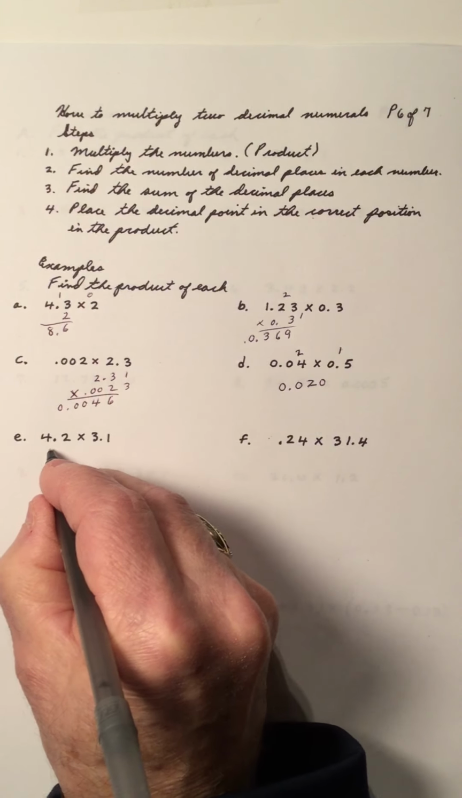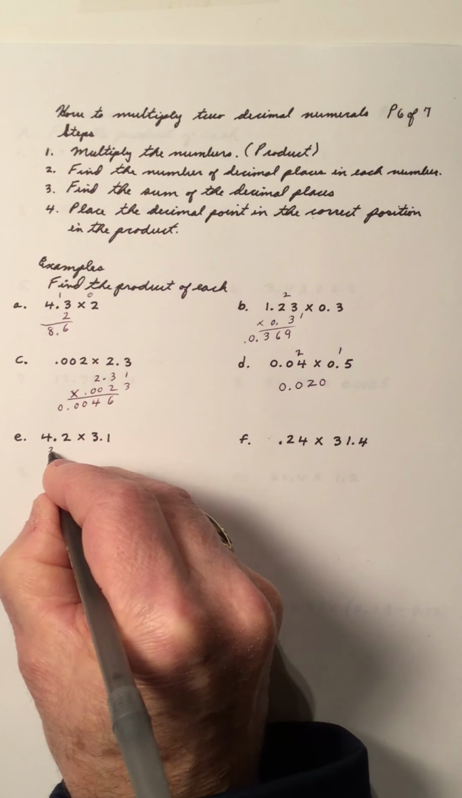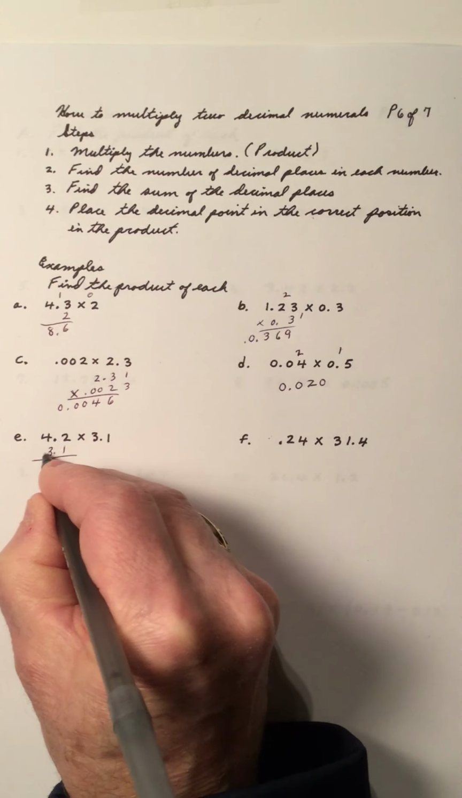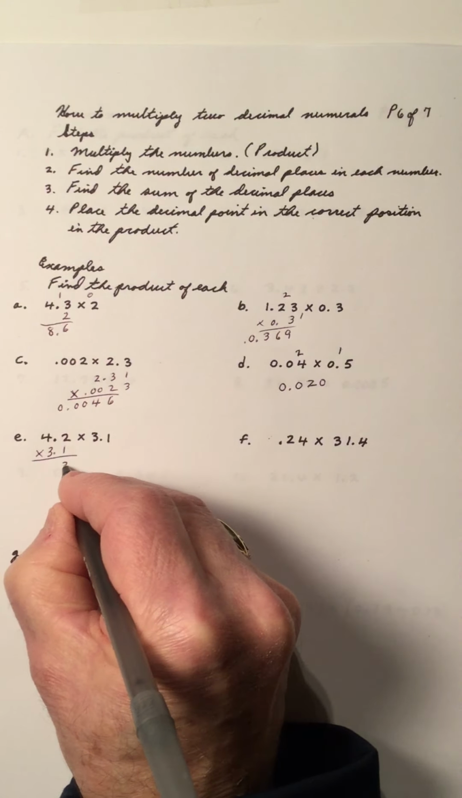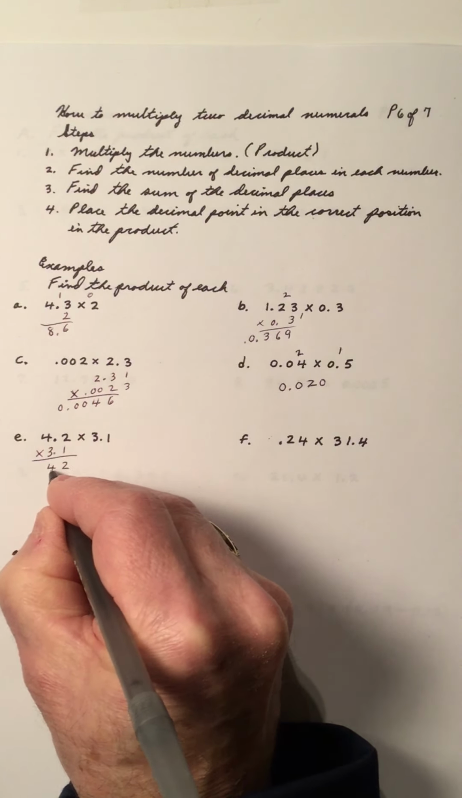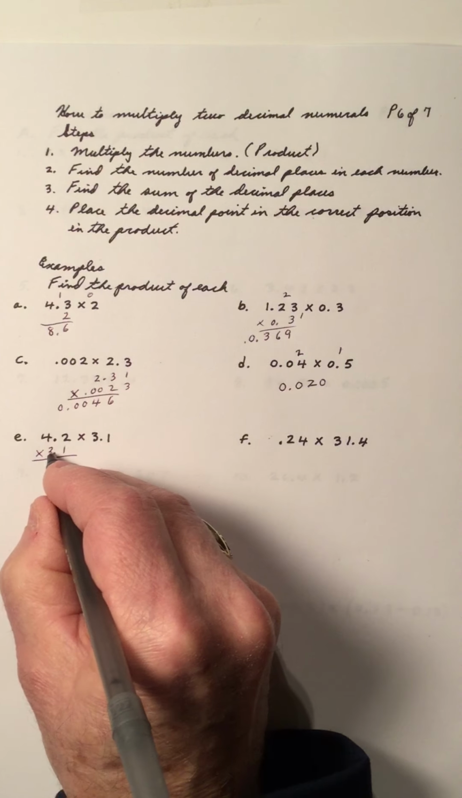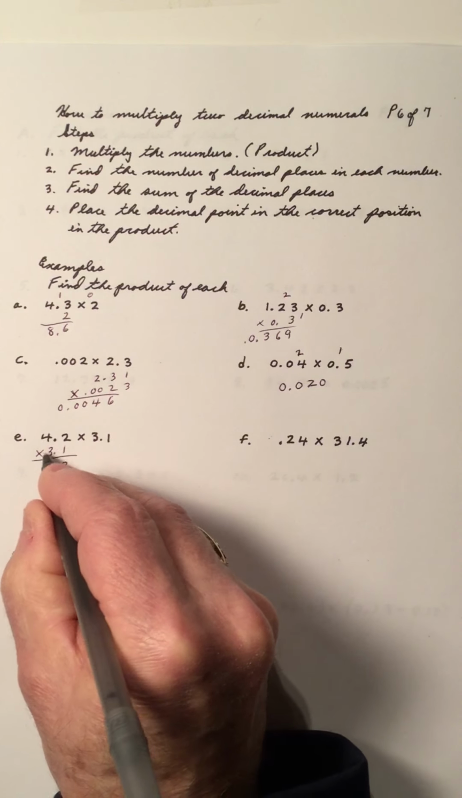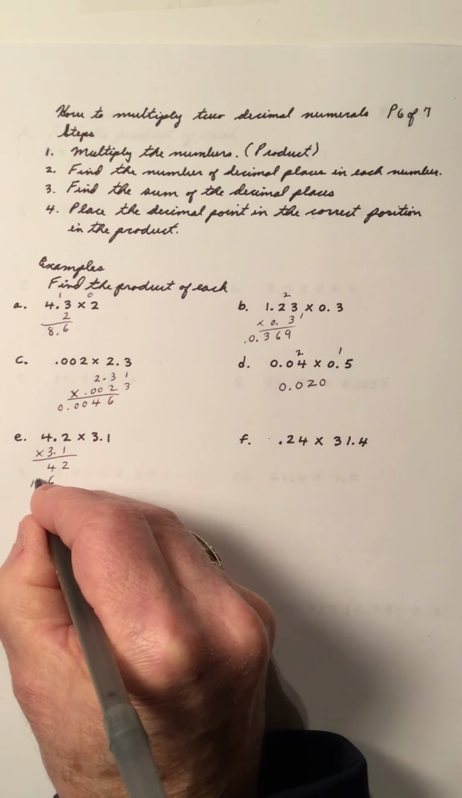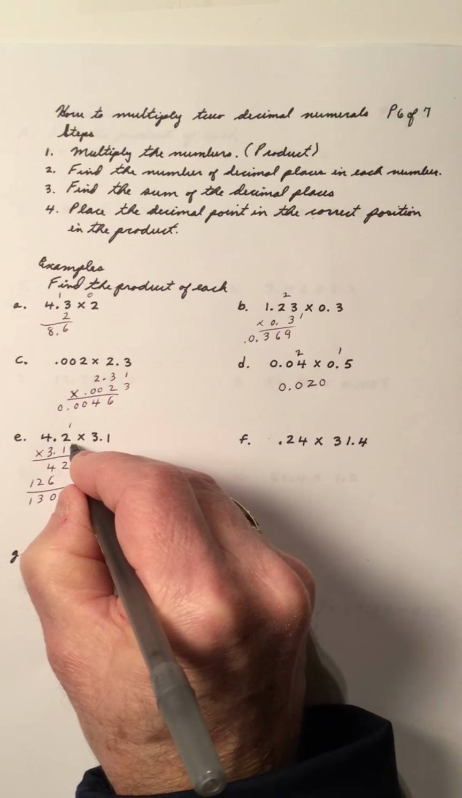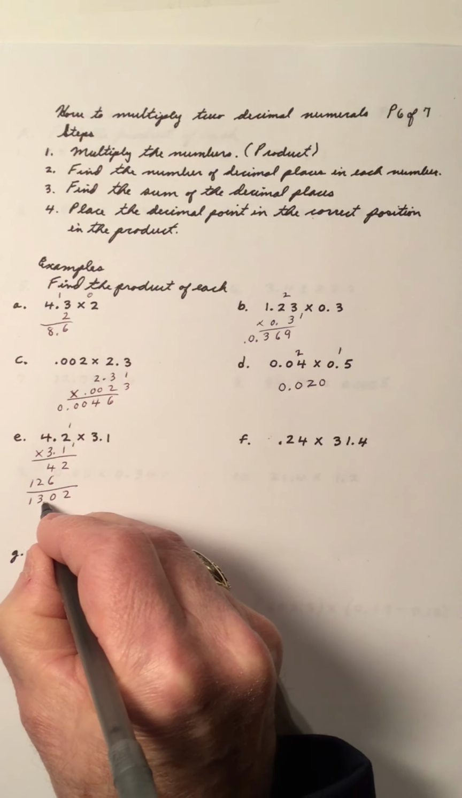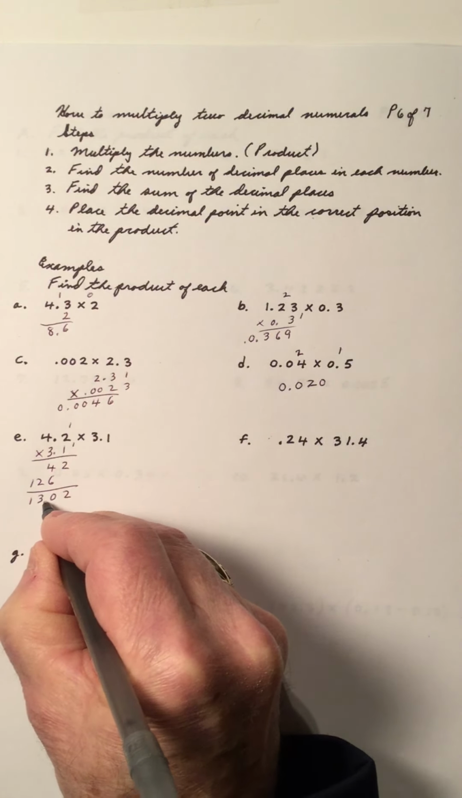And 4.2 multiplied by 3.1. Let's take our time. 2 times 1 is 2. 4 times 1 is 4. When we multiply by the 3, it's in the tens, the second position, so we move over 1 spot. 3 times 2 is 6. 3 times 4 is 12. Add it up: 2, 0, 3, 1. And we have 1 decimal place, and it's 2 decimal places altogether, so it's 13.02.